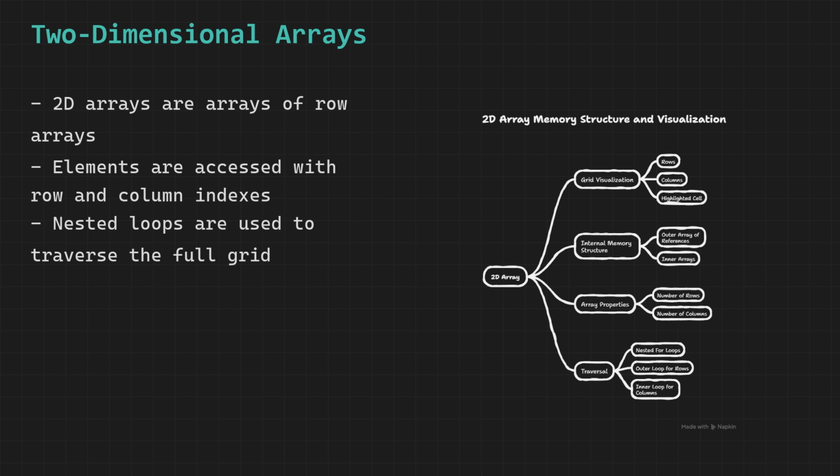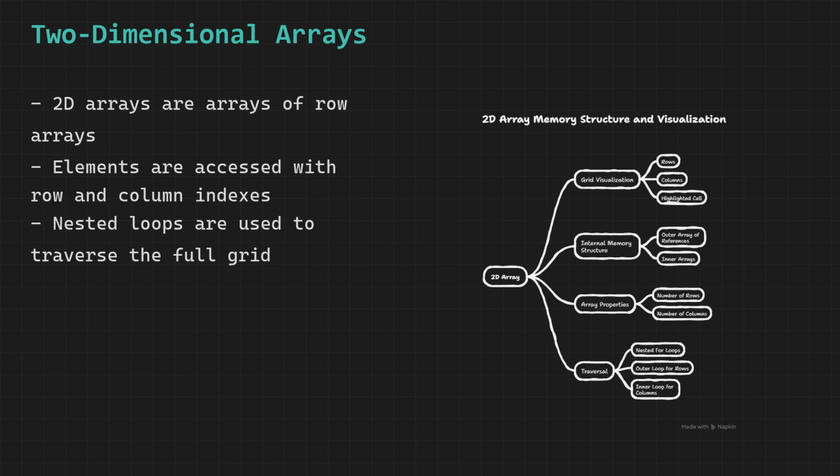This distinction matters for understanding how Java stores them in memory. Declaration follows the same pattern as a one-dimensional array but with 2 sets of brackets. Writing int[][] matrix = new int[3][4] creates a table with 3 rows and 4 columns, giving 12 total elements.